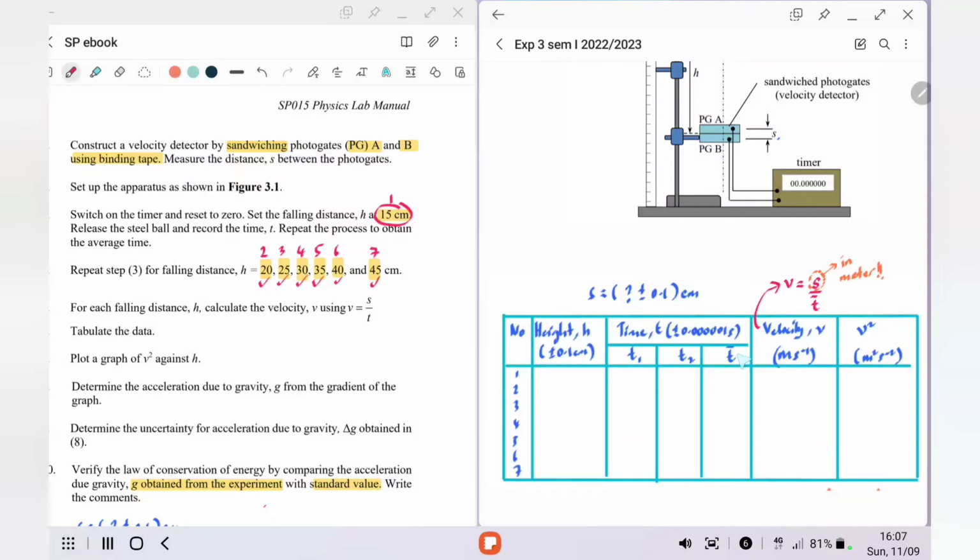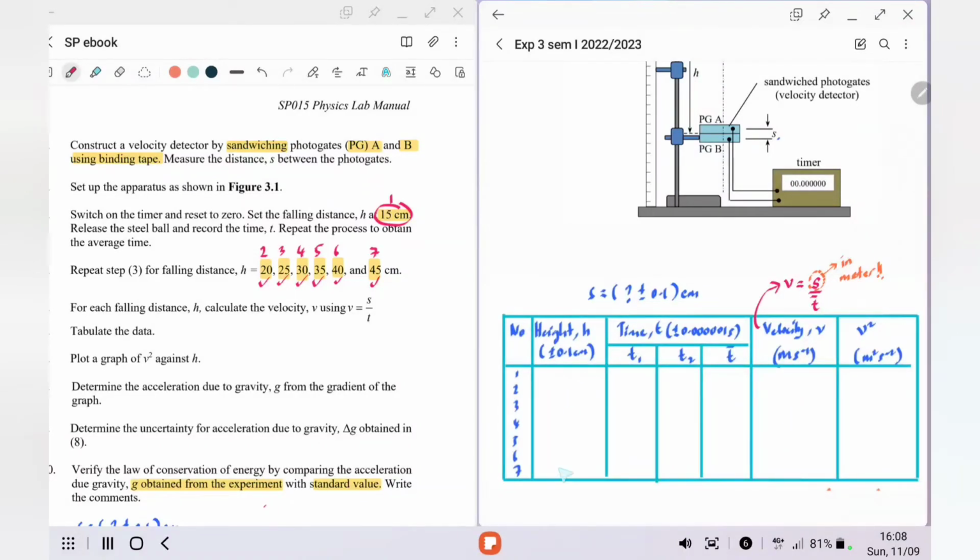Okay, so how to calculate the average time? T1 plus T2 and then divide by 2. Okay, by getting T bar, this is the velocity. Velocity is S over T. Okay, so to ensure that the unit is meter per second, S must be in meter, because S measured before is just in centimeters, isn't it? So in calculating the speed here, S should be converted to meter. Alright, so by converting S into meter, and T bar is the value calculated before here, substitute into this equation and then you will get V.